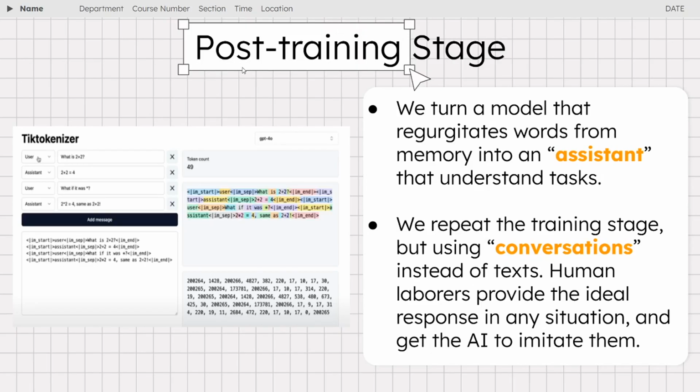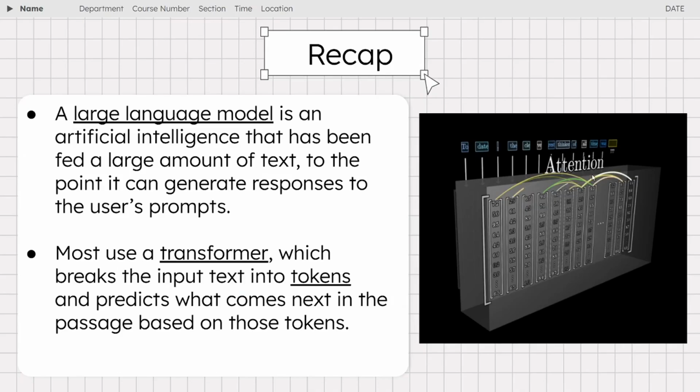So after the pre-training, we move to the post-training. And we turn a model that regurgitates words from memory into an assistant that understands tasks. What I mean by this is that this model is too simple. If you tell it to do a complex task that is not in here, because it has no values, it won't be able to produce responses because it doesn't understand. It doesn't have that information to predict or to generate the response.